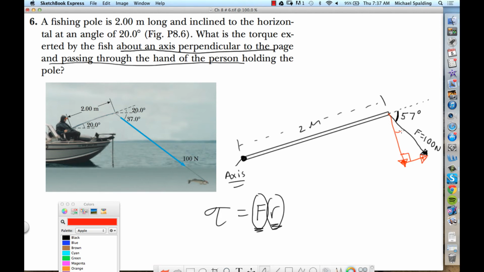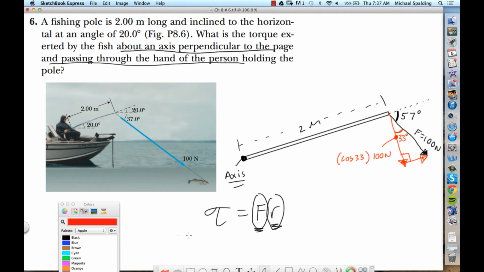So what would this angle in here be? That's 57. So what must this be? 33. So what's this vector right there going to be? Cosine 33 times 100 newtons. You guys see that? I just made a triangle. I just did some vectors.